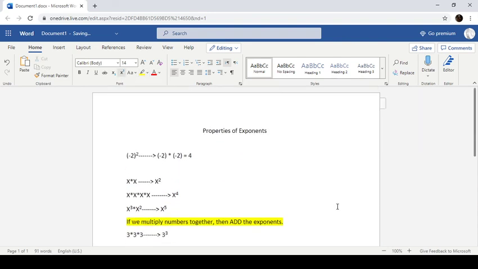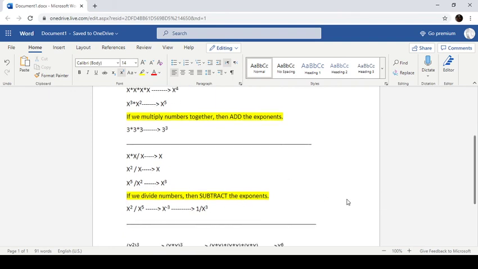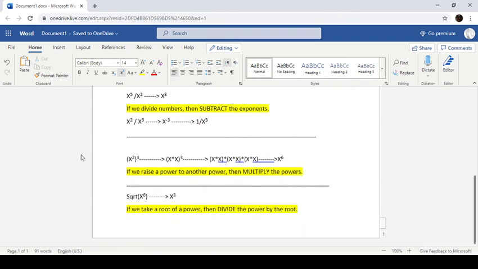So we have 4 in total. If we multiply numbers together, then just add the exponents and we get our result. If we divide numbers, then subtract the exponents. If we raise a power to another power, then we multiply those powers together to figure out what we have. And if we take a root of a power, then we divide the power by the root. Okay?